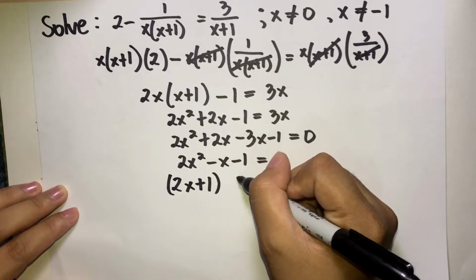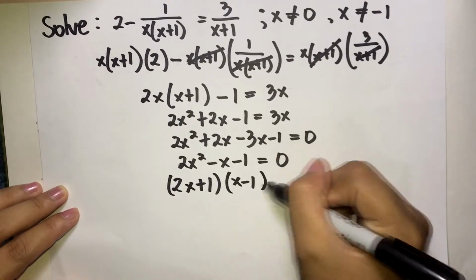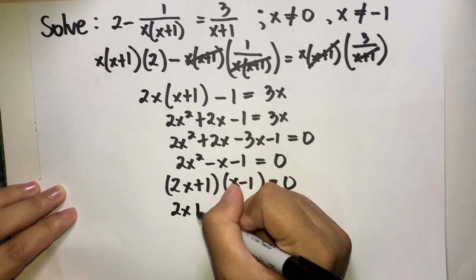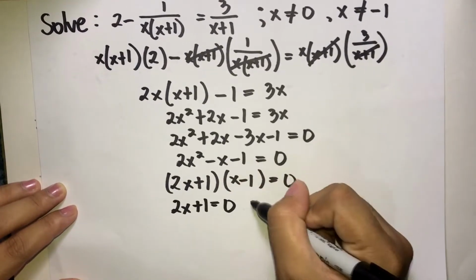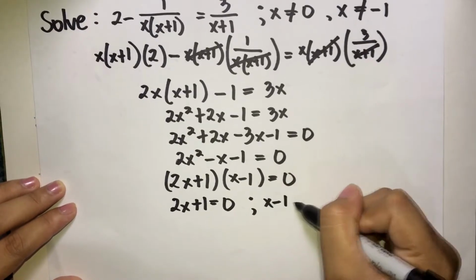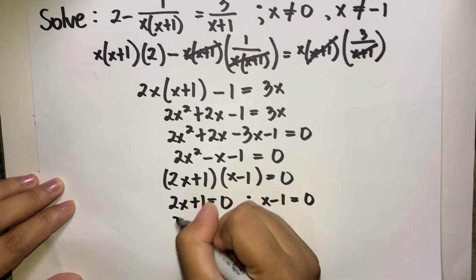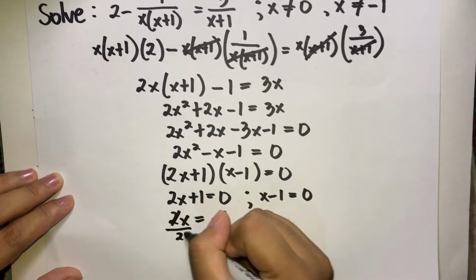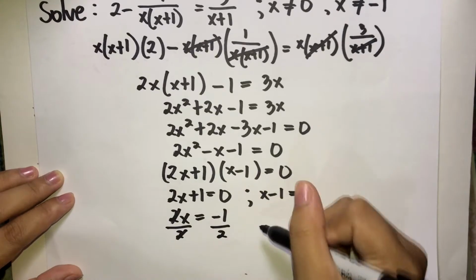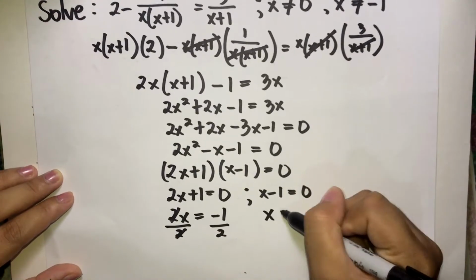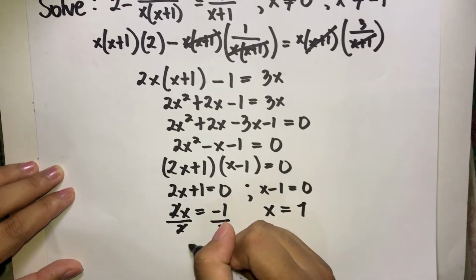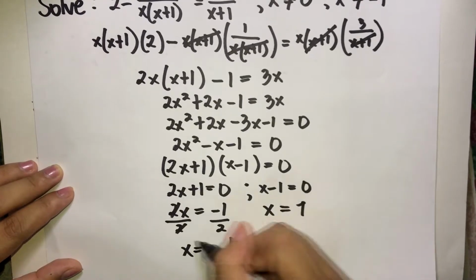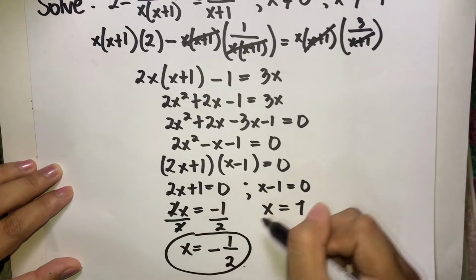Equate both the factors with 0, so it would be 2x plus 1 is equal to 0 and x minus 1 is equal to 0. For the first factor, which is 2x plus 1 is equal to 0, transpose 1 to the other side, so it would be 2x is equal to negative 1. Divide 2x with 2 so that x would remain, so the answer would be x is equal to negative 1/2. And for the other factor, x minus 1 is equal to 0, transpose negative 1 to the other side, and the answer would be x is equal to 1.